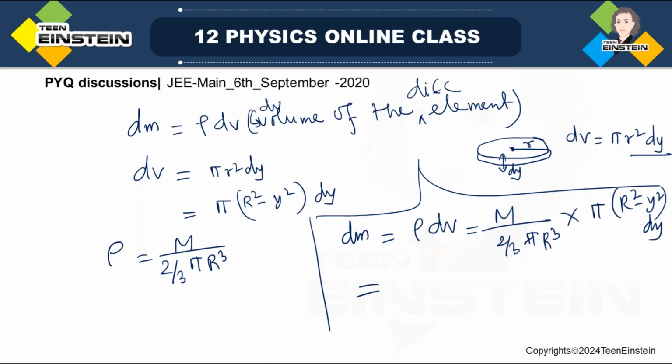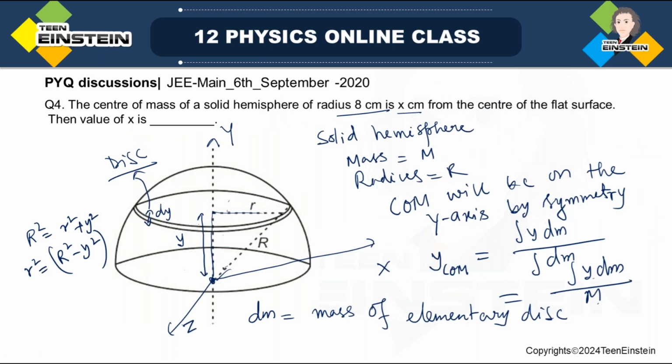Look here, then this pi goes off. So here I get 3 by 2 M, (R square minus y square), divided by R cube, into dy. So this is what I get as dm. Once I get dm, then I'll just go for this integration.